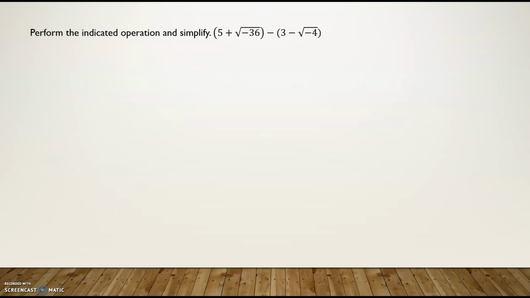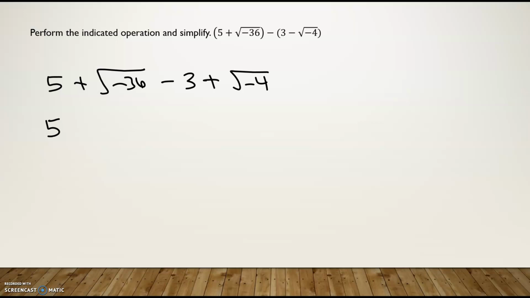Okay, now let's look at this one. Perform the indicated operations and simplify. 5 plus the square root of -36 minus 3 minus the square root of -4. Okay, so we can look at this 5 plus the square root of -36, and we'll go ahead and distribute this negative. So minus 3 plus the square root of -4. Now because we have even roots, both with the square root of -36 and the square root of -4, these are going to be imaginary numbers.